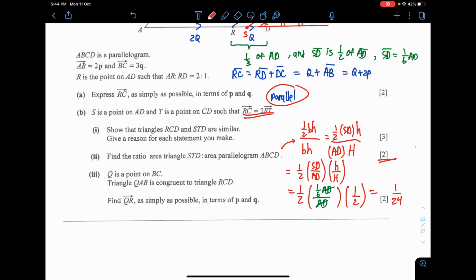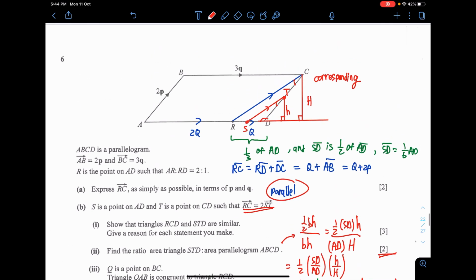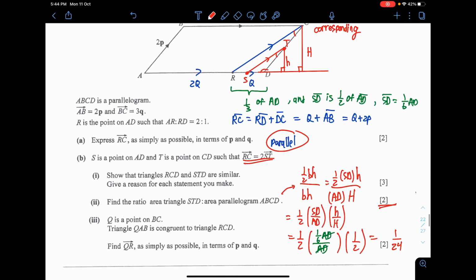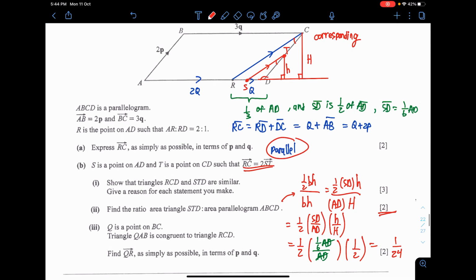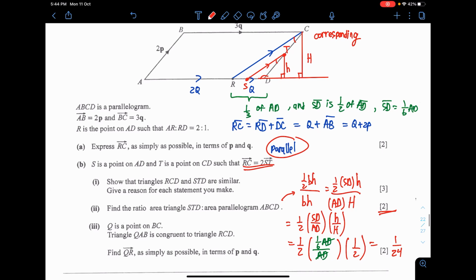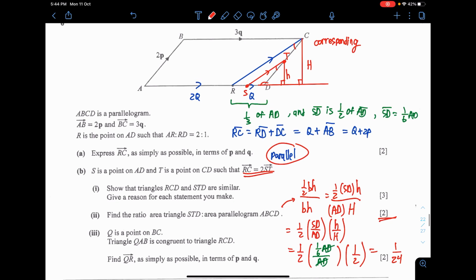Next, they are adding another point Q. They don't have enough points here already. Okay, Q is on BC. Triangle QAB is congruent to triangle RCD. Can we find QR as simply as possible? Well, okay, so you need QAB and RCD.